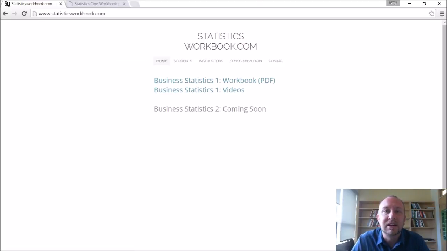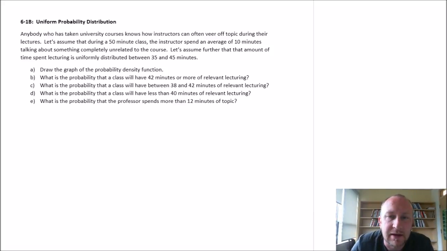Alright, let's begin our problem. Okay, welcome back. Here's another exercise looking at the uniform probability distribution. So here we're looking at taking university courses. Everybody knows, myself, I'm guilty of doing this too in a lecture. Sometimes you talk about something, it brings an idea to mind and you veer off topic, and instructors always think it's the most interesting thing in the world, but the students are probably waiting for the class to end no matter what the instructor is talking about.